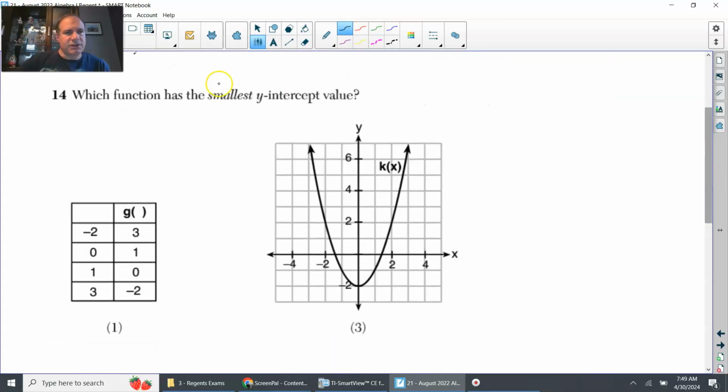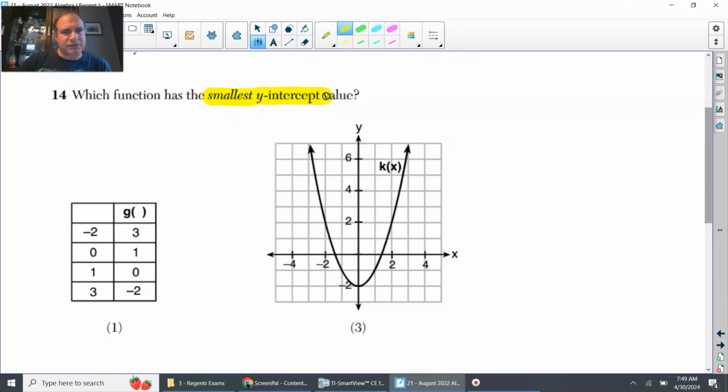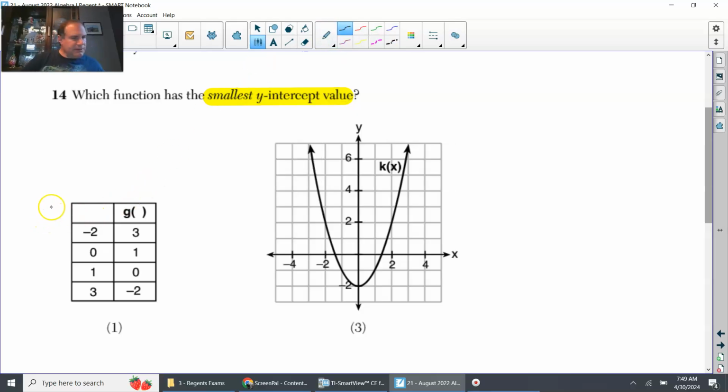Number 14, which function has the smallest, so we're talking about smallest y-intercept value. So just go and look at the y-intercepts. Let me just put down what 14 is. This says x here. The y-intercept, this right here, if x is 0, this is the y-intercept. So we have a b of 1. Here's the y-intercept right here. This b is -2.